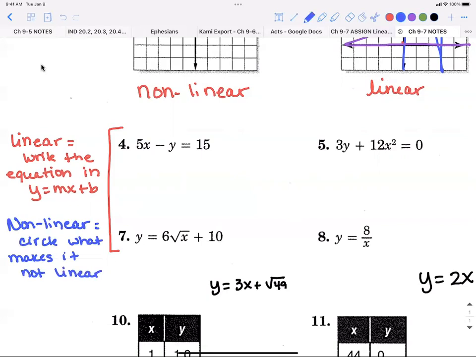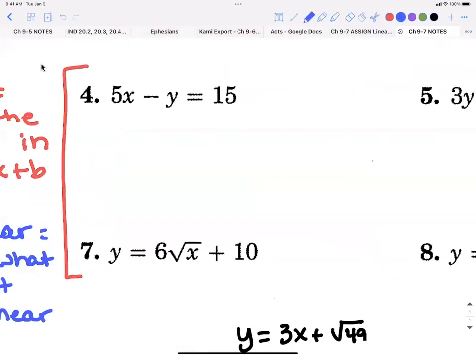So your answer is either going to be linear or nonlinear. You're going to write that under every problem. But as far as the explain part, the explanation of a linear is you getting it in y equals mx plus b and showing that it can be done. Your explanation of a nonlinear is just circle what it is that makes it nonlinear. What's the thing in it that trips you up? So let's look at number 4.